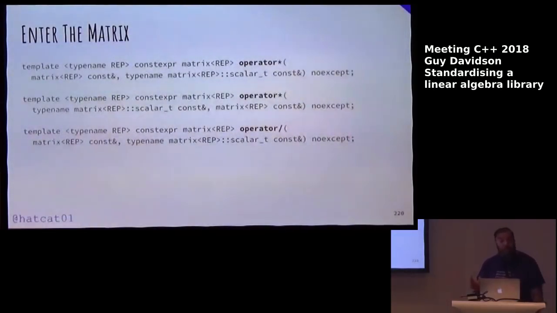And then there are non-member functions. Okay, so that's the end of the member functions. Op equals, that's pretty much it, accesses. So we've got the scalar binary operators for multiplication and division.